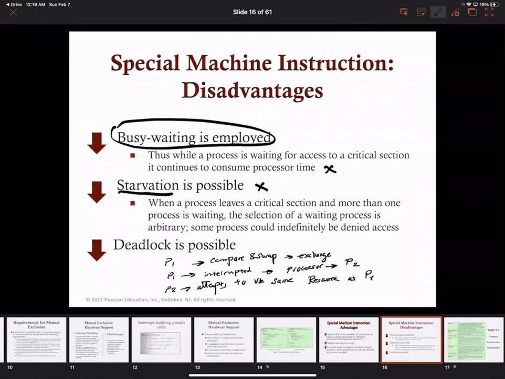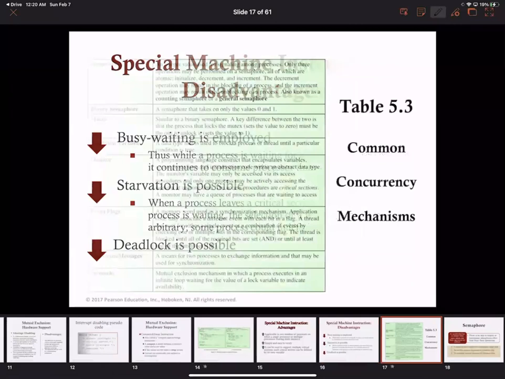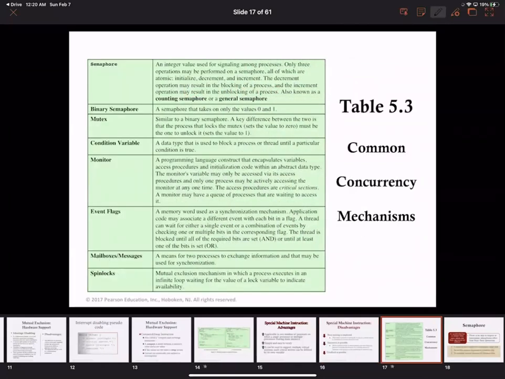Because of these drawbacks of the software approaches that we have seen so far, and also the hardware solutions, either by enabling or disabling interrupts or using special machine instructions, we now need to look at different mechanisms that involve the programming language and the operating system. So now we turn to the operating system and programming language mechanisms that are used to provide concurrency. In this table, we summarize different mechanisms that are in common use. In today's lecture, we will start with semaphores, followed by monitors, and messages.